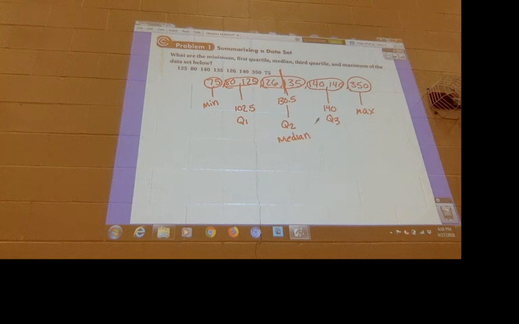Shouldn't I adjust and use a median? Shouldn't you use the median to find the... I did use the median. Oh, the 130.5? No.